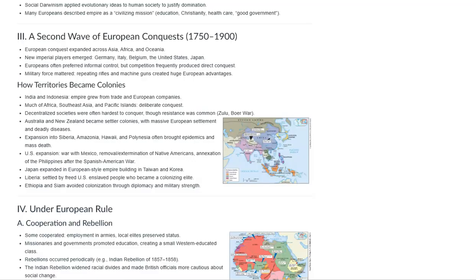And then there are settler colonies. Australia and New Zealand became more like North America, where you have massive European settlement and diseases that kill much of the native population. And beyond formal colonies, expansions into places like Siberia, the Amazon, Hawaii, and Polynesia brought disease to isolated communities that caused mass death.